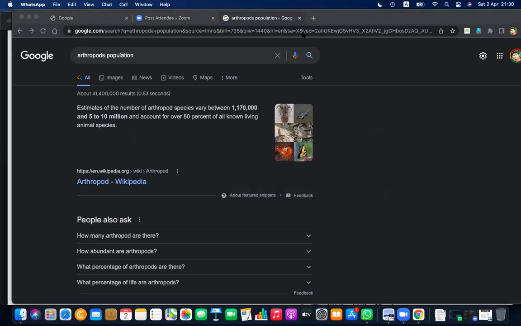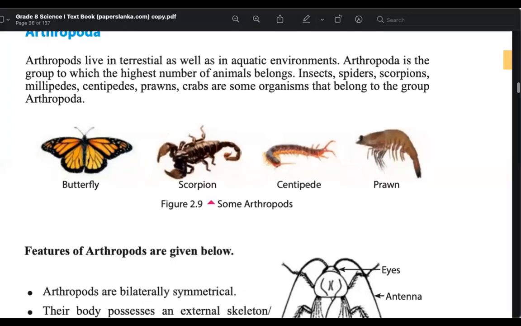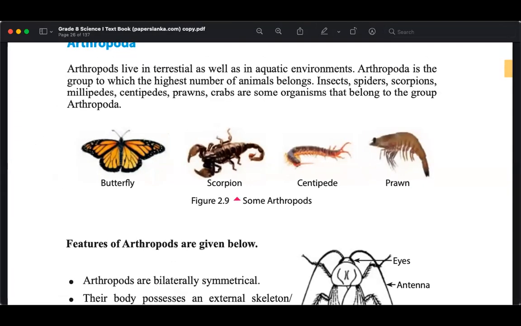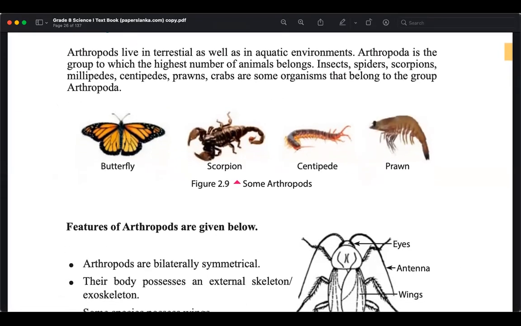So that's why personally I don't like them much, because they're everywhere, in every place. Actually most are not harmful, but their spreading is really high. They live in terrestrial, aquatic, everywhere, right? So basically the highest number of animals belongs to this group. So you saw that 80%.